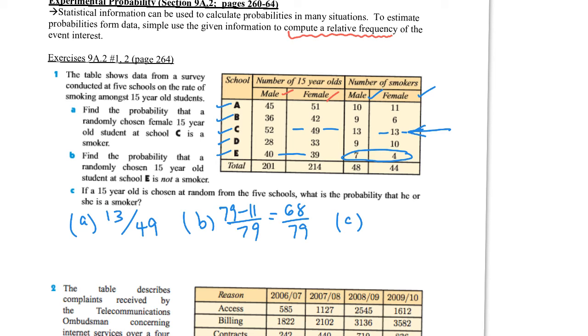Finally, in part C, if a 15-year-old is chosen at random from the 5 schools, what is the probability he or she is a smoker? Okay, so across all schools, we would have a total of 415 students, and the total number of smokers looks to be 92. Okay, next problem.